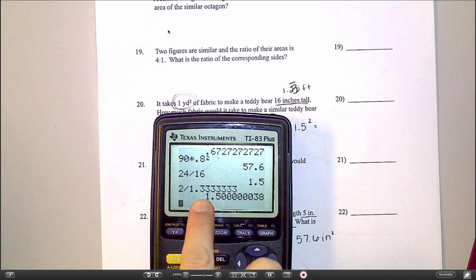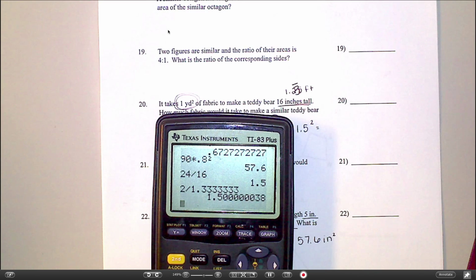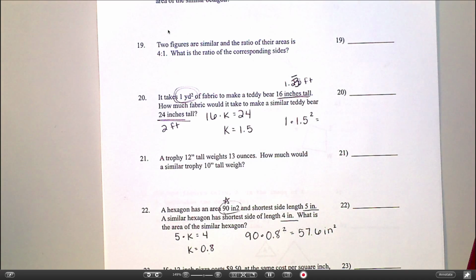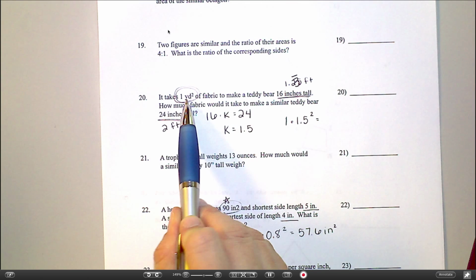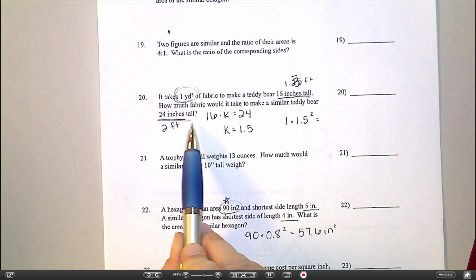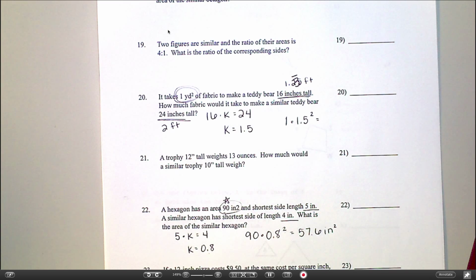Well, if I had typed more 3s, I would have gotten 1.5. So that K value is the same no matter what your measurement system is, and then you can use that measurement. Now, if this was giving it to you in yards and it wanted your answer in square feet, then you would have to do a conversion, okay? But as long as you're doing feet to feet, inches to inches, yards to yards, you're okay.